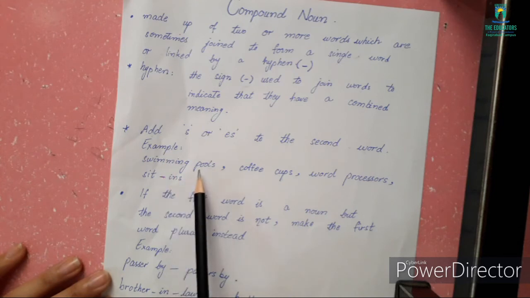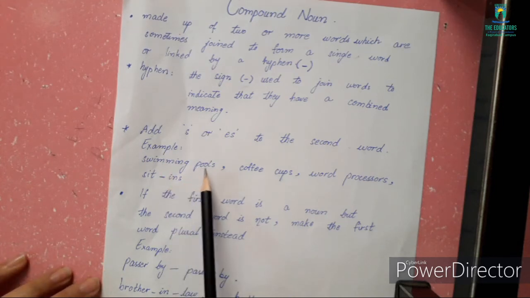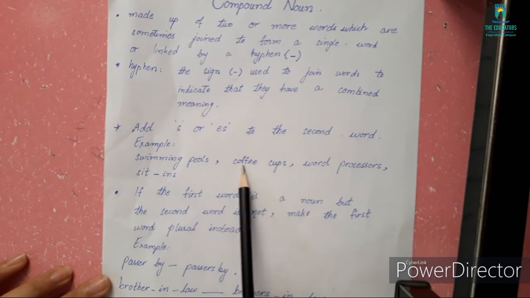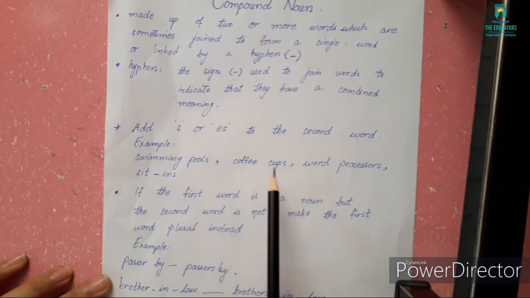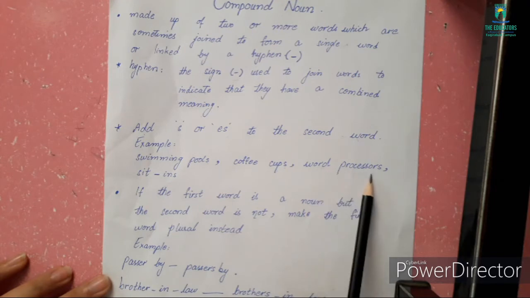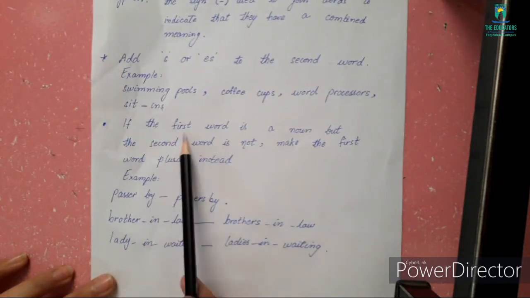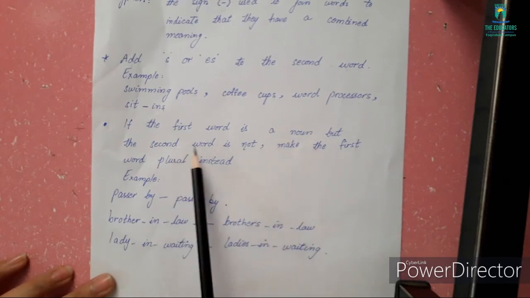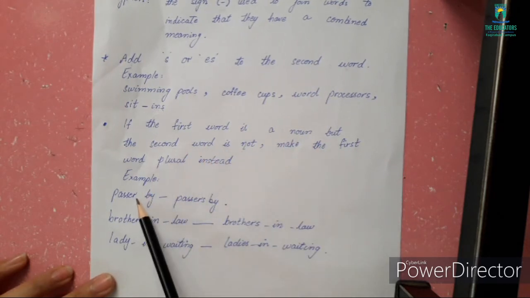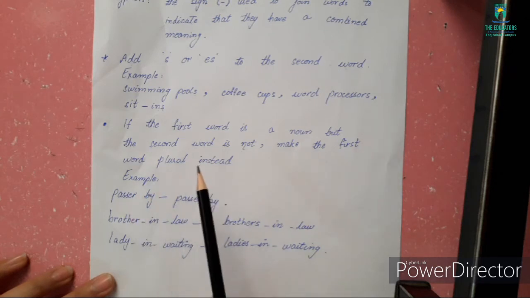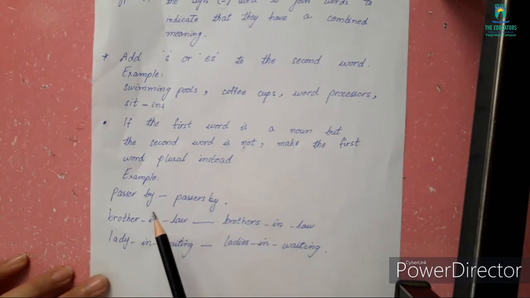Examples are swimming pools. Now swimming pools, we have added s with the second word. Coffee cups, we have added s with the second word. Word processors, sit-ins, we simply have added s with the second word. The second rule is if the first word is a noun but the second word is not. If the first word of a compound noun is a noun but the second word is not a noun, then how will you convert it into a plural noun?